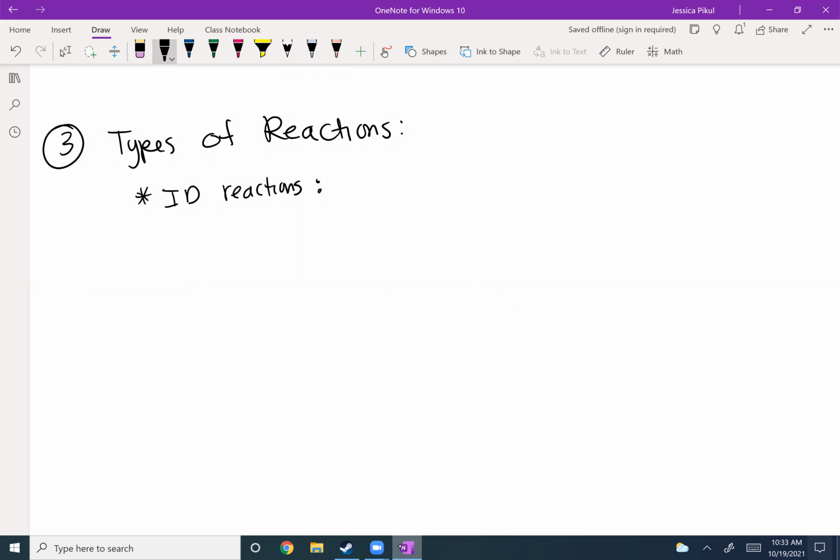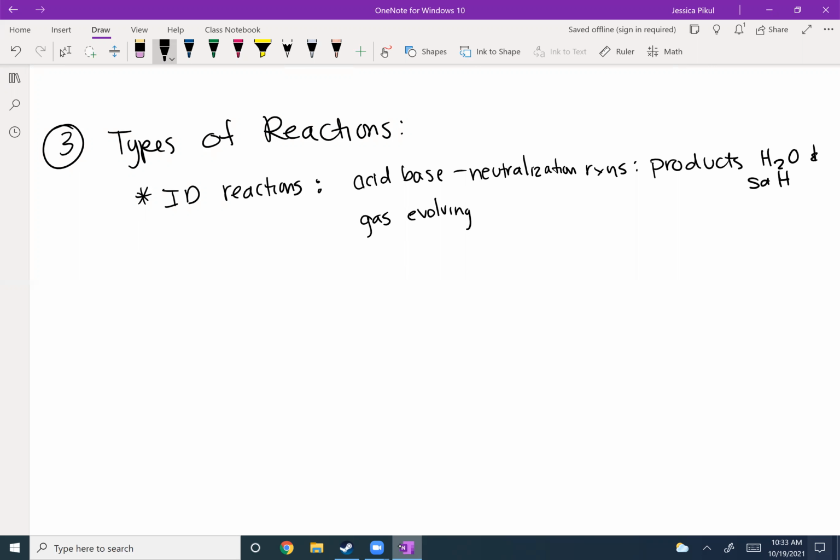So the ones that we're focusing on are acid base. And we're just showing you neutralization reactions right now. We will spend so much time on acids and bases, so this is really just an introduction to it. These will usually produce water and salt. That's how I recognize them. Then we have gas evolving. These ones are easy. You have a gas phase product that is not in the reactants. So it makes a gas.